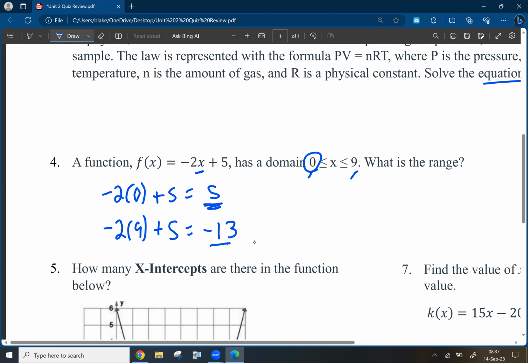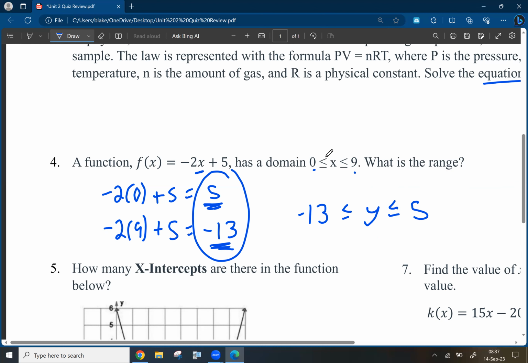All right. So these were the ends for the x values, but now these are the ends for the y values. So what that means is that's going to put our range as these endpoints. So -13 is the lowest one. So -13 is our lower end, and +5 is our higher end. So that's going to be our answer, from -13 to 5.